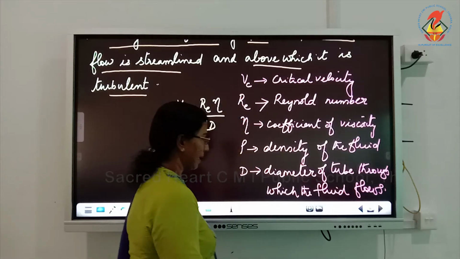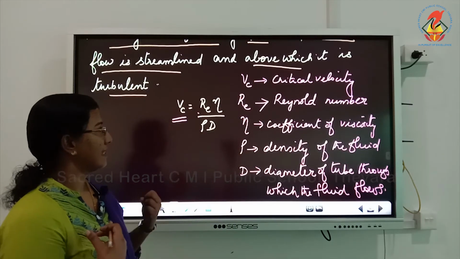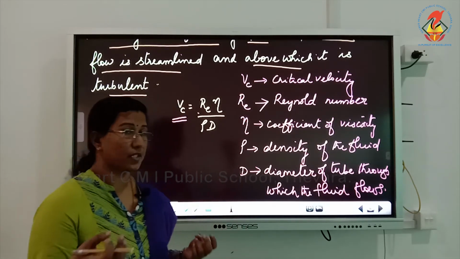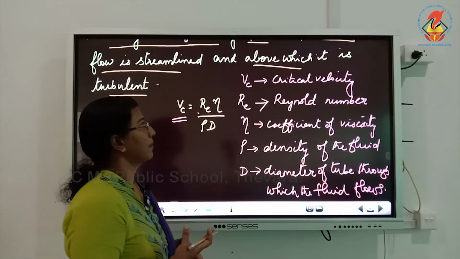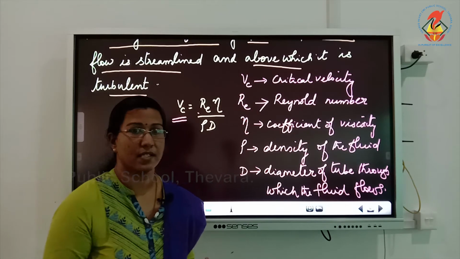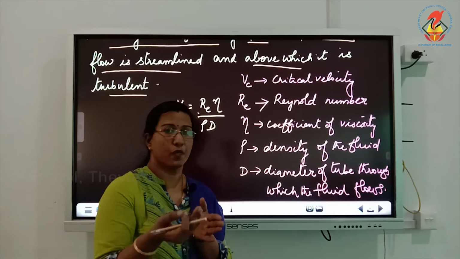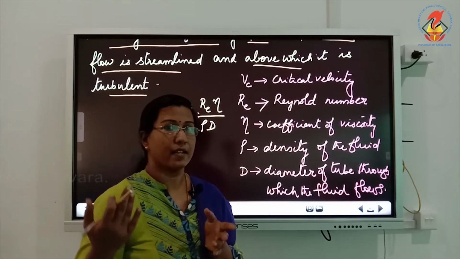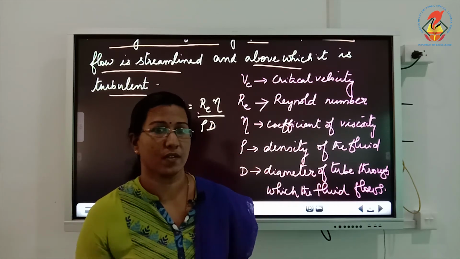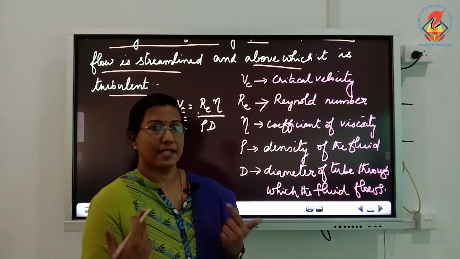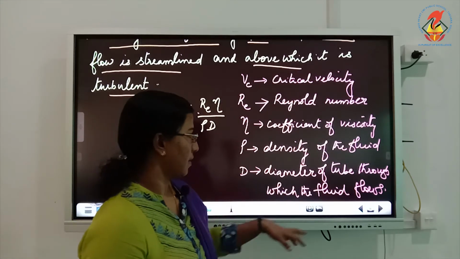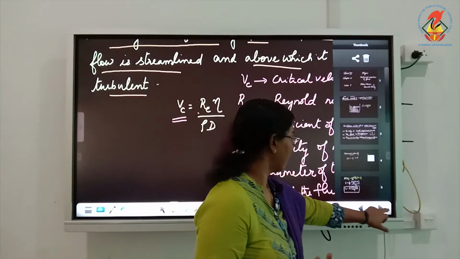So, if we know the diameter, the density, the coefficient of viscosity of the fluid which we are using, and the Reynolds number, then we can calculate critical velocity, and if the velocity of the fluid which we are studying is less than Vc, then definitely the flow is streamlined, else it is turbulent flow. So, what is Reynolds number?